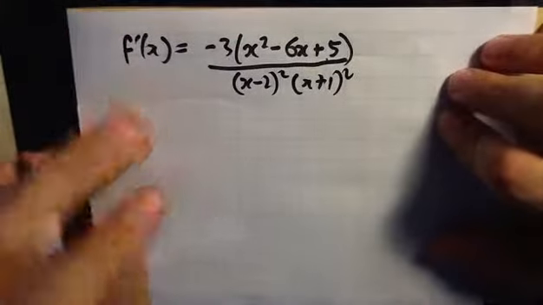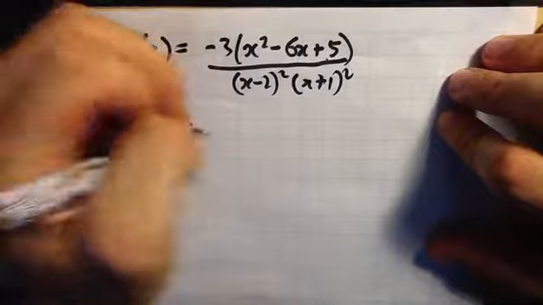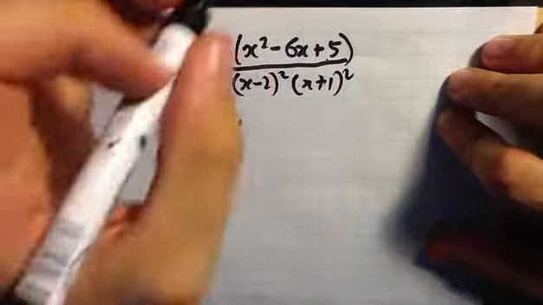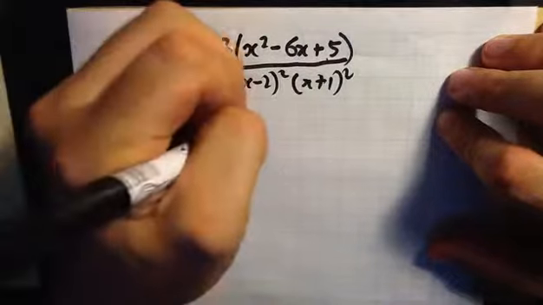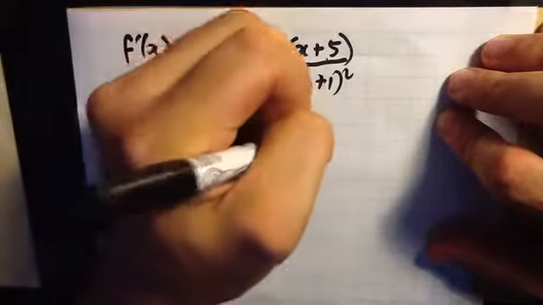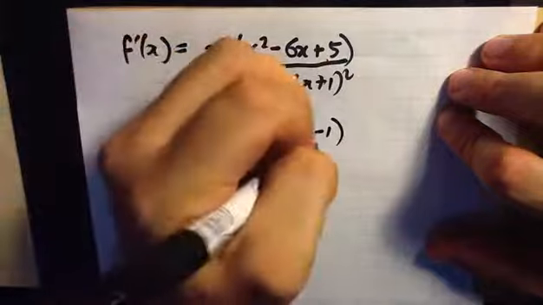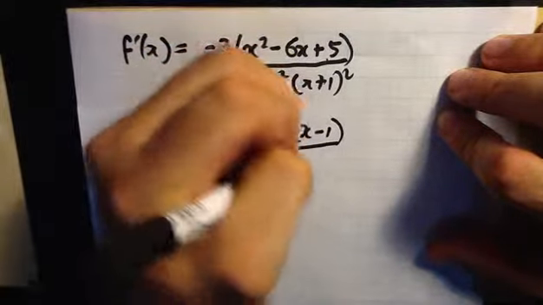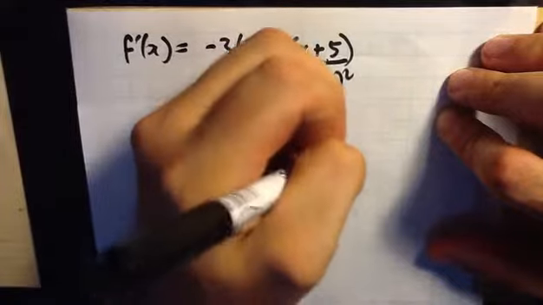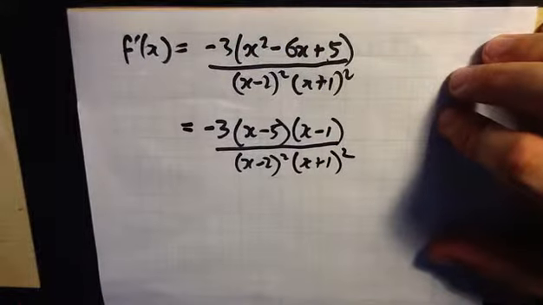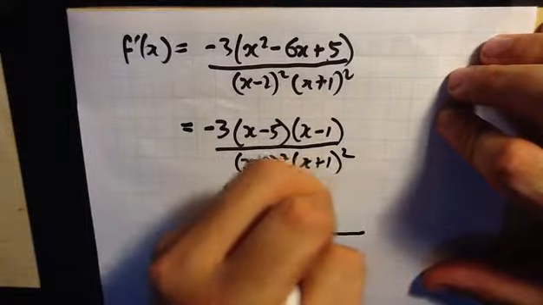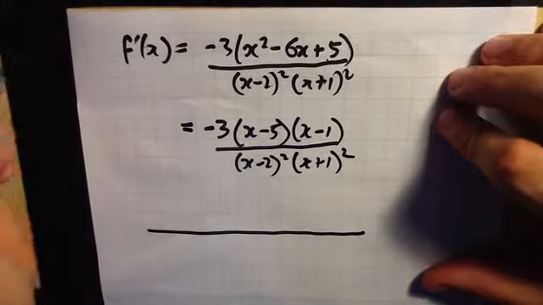Now factorise the top here. I get the factors of c that add to b, so the factors of 5 that add to -6 will be -5 and -1, so that factorises to x take 5, x take 1, and that is still all over x take 2 all squared, x plus 1 all squared. So now I can get my sign diagram.